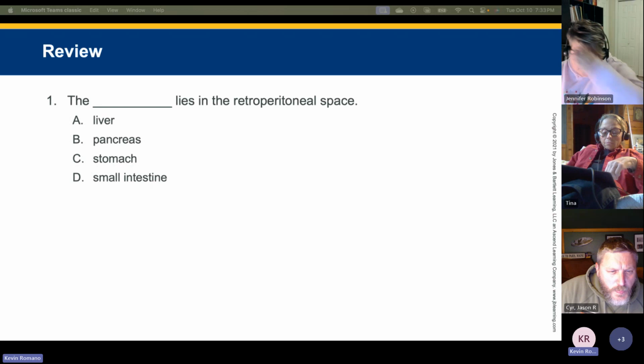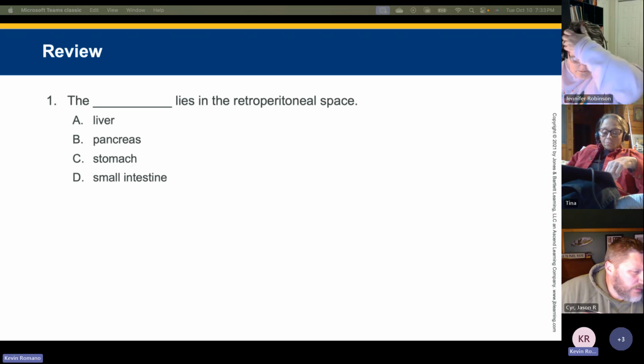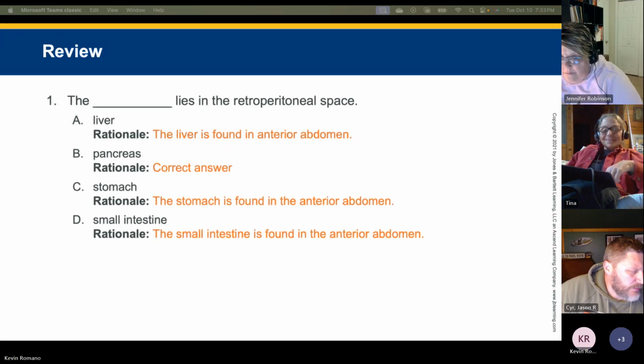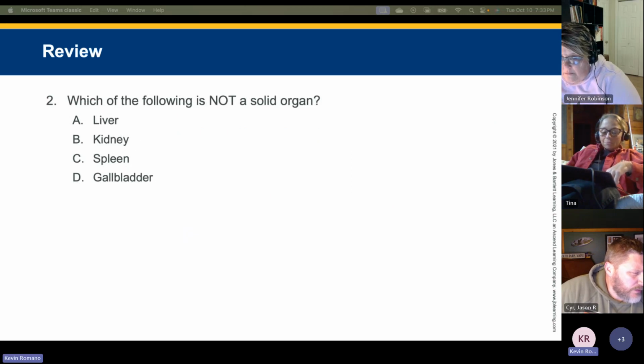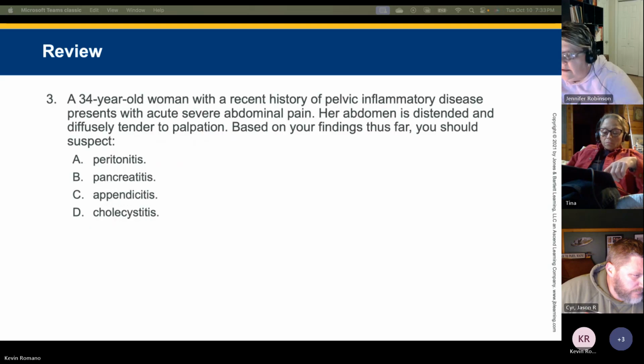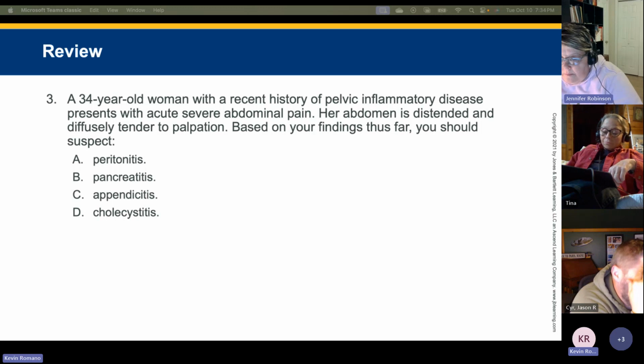The answer is B. But the blank lies in the retroperitoneal space. B. Yes, B. I'm a little too fast on that one. Which of the following is not a solid organ? Keyword not. D, gallbladder. Perfect. A 34-year-old woman with a recent history of pelvic inflammatory disease, PID, presents with acute severe abdominal pain. Her abdomen is distended and diffusely tender to palpation. Based on your findings thus far, you should suspect what?